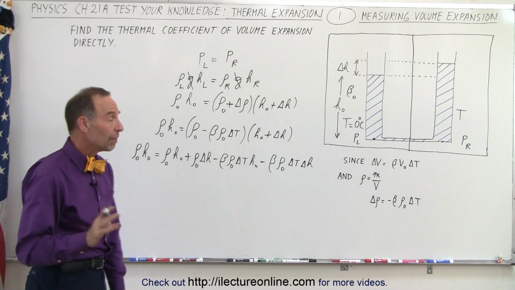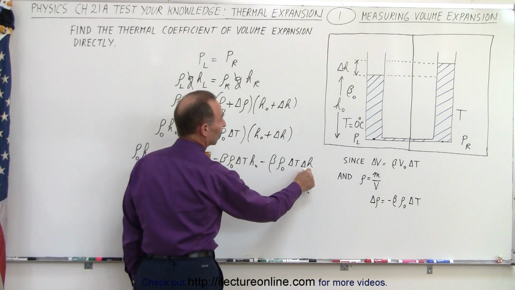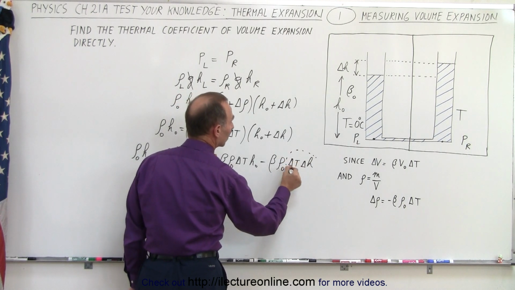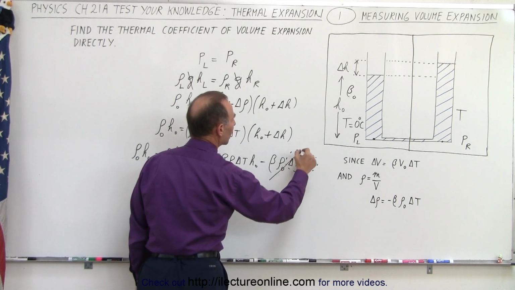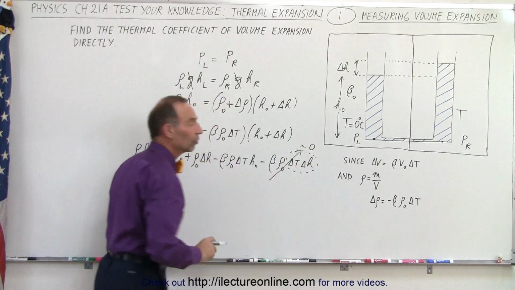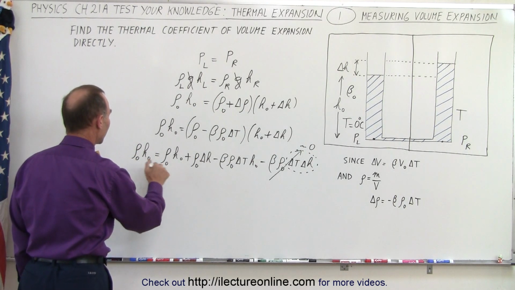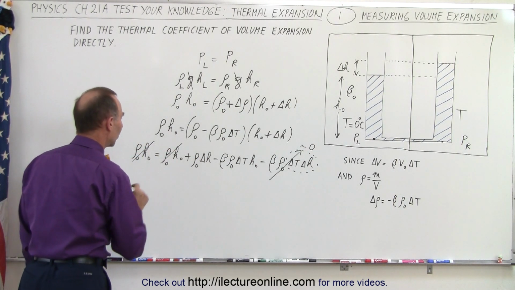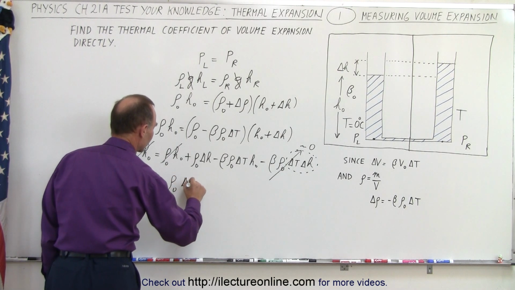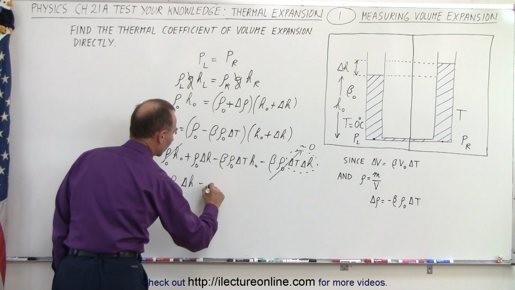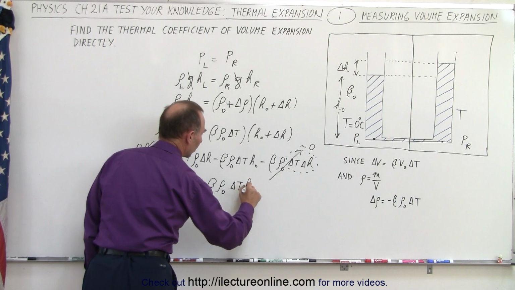Okay, now we're going to make an approximation because the product of a very small change in the temperature and a very small change in the height, this right here is going to be a very tiny number. So this term right here is going to approach 0, so we can just eliminate it. Over here we can see that these two are the same, so we can get rid of those on both sides. That means that 0 equals original density times change in the height minus beta original density, change in the temperature, original height.